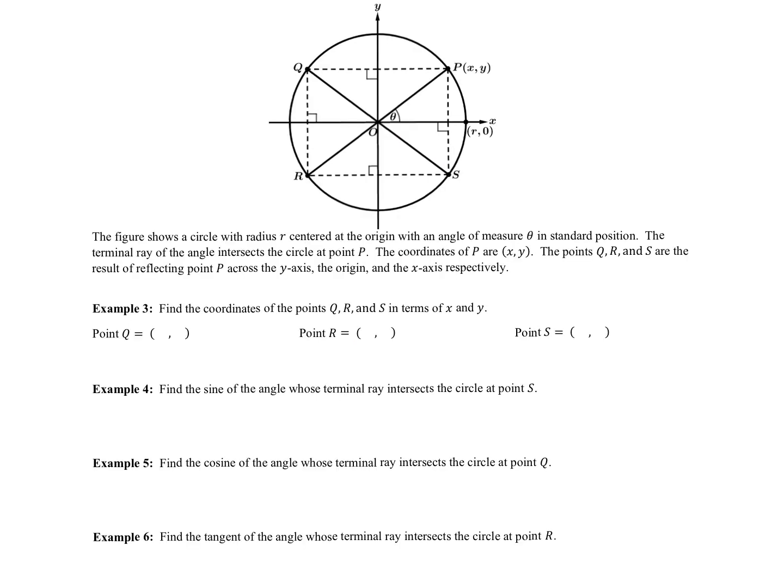Okay, on this one we have a lot of things crossing, and I have point P being x and y. I just want to find all of the points here. So let's do point Q first. First of all, what's my radius? My radius is just R. So all of these have a radius of R.